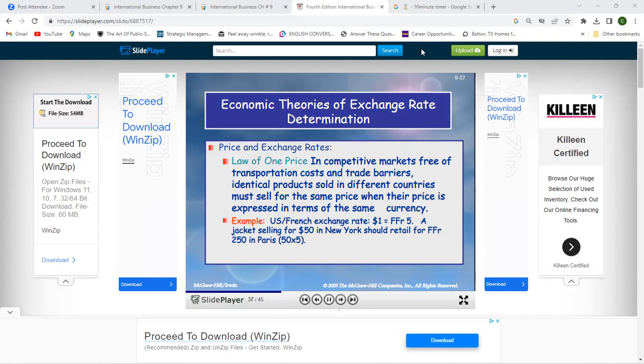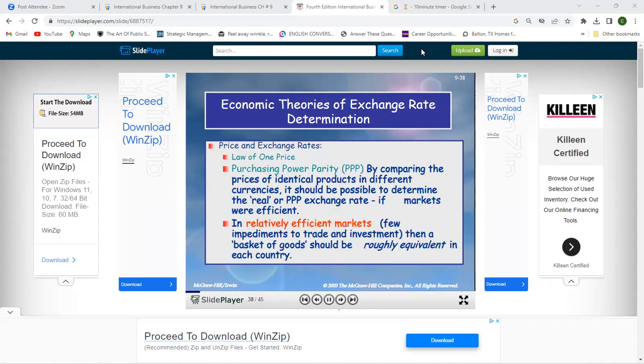Law of one price: in competitive markets with free transportation costs and trade barriers, identical products sold in different countries must sell for the same price when the price is expressed in terms of the same currency. Relatively efficient markets have few impediments to trade and investment, and the basket of goods should be roughly equivalent in each country.